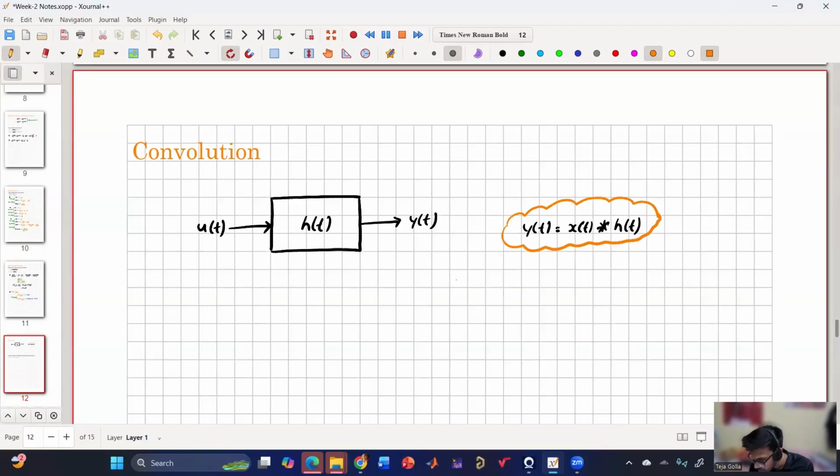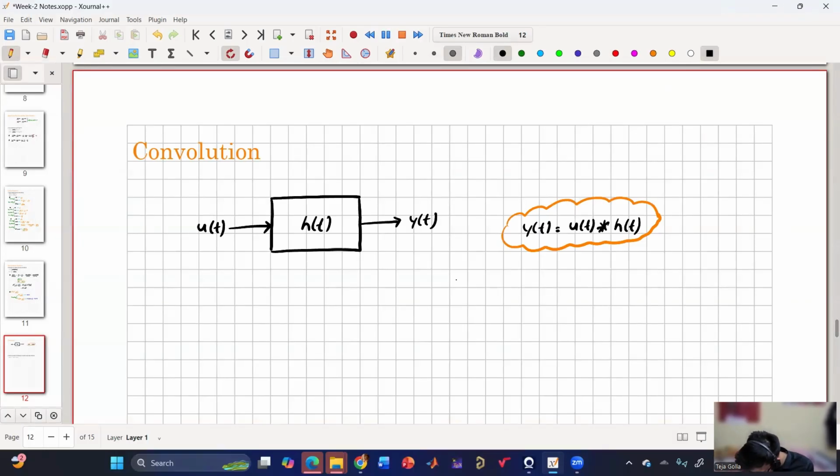Sir, u of t convolution h of t. Sorry, someone was saying something. Sir, the input you defined as u of t, not x. Yeah, the input is u of t, or I should change it to x of t. Yeah, very good. Thank you for pointing this out. So this is u of t.